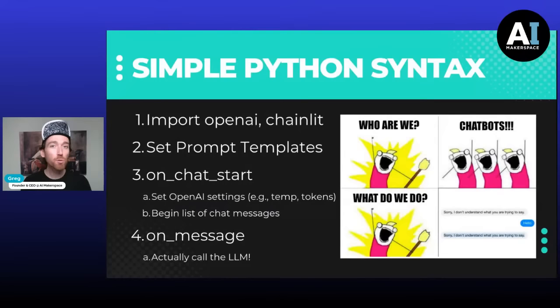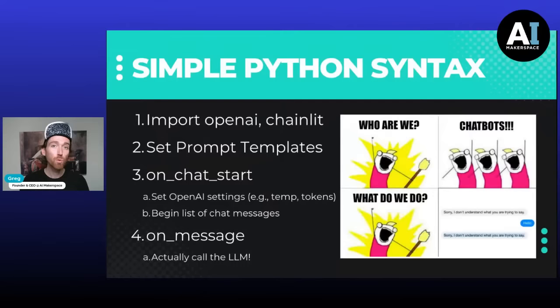Number one is we're going to have to get our imports. Number two is we're going to set up our prompt templates. That's what we just talked about with the system, user, and assistant roles. And Chris is going to show you exactly what that looks like in code. But the key pieces of our Chainlit application are going to be two decorator functions, or two sort of meta functions in Python. One of them is going to be called onChatStart. So as we're beginning the chat, within onChatStart, we're going to set up our OpenAI API settings, which include factors like temperature and the max number of tokens that we're willing to output. And we're also going to begin our list of chat messages.